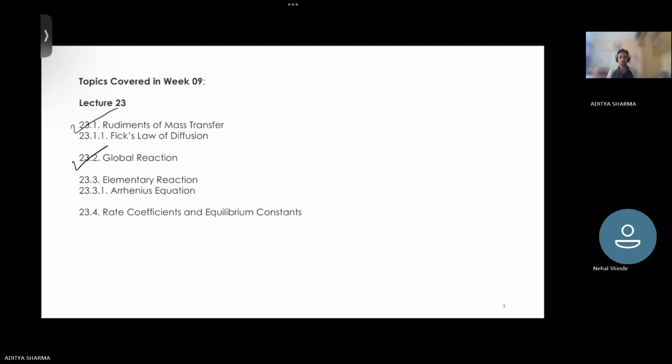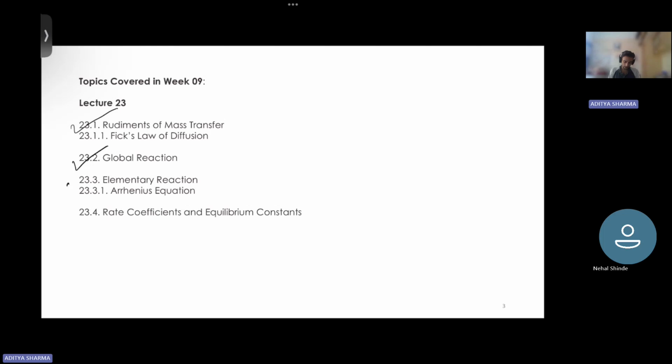So different aspects of global reaction have been discussed in this topic. One such is the order of a global reaction, which is basically the exponents of your oxidizer and fuel. Let's say the exponent of your oxidizer is N and for your fuel it's M. So the order will be M plus N for this global reaction in that case. So this is your global reaction.